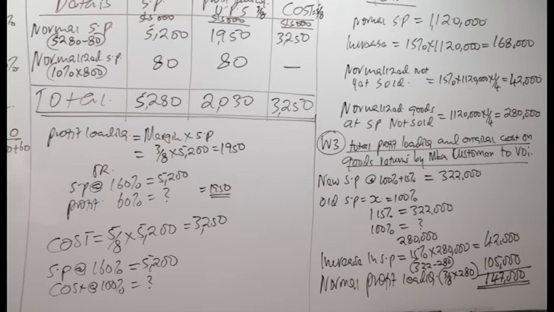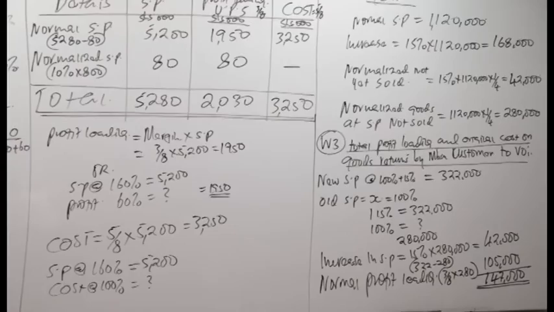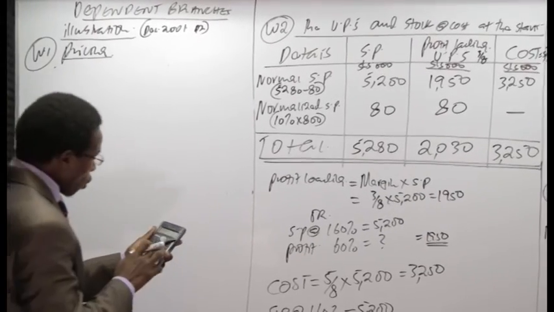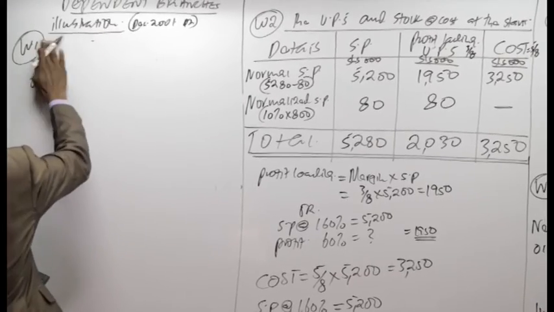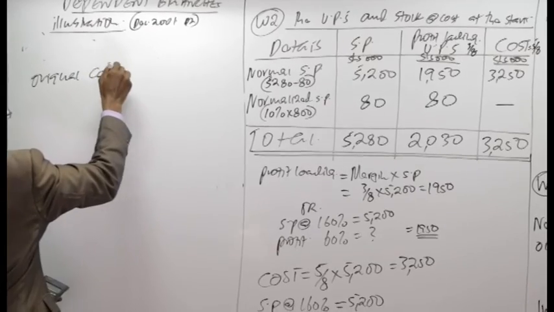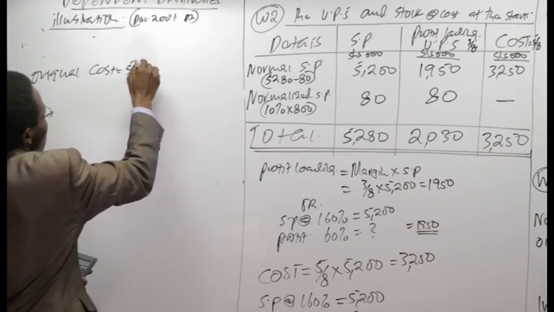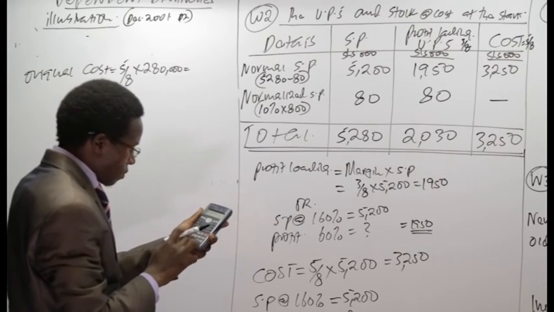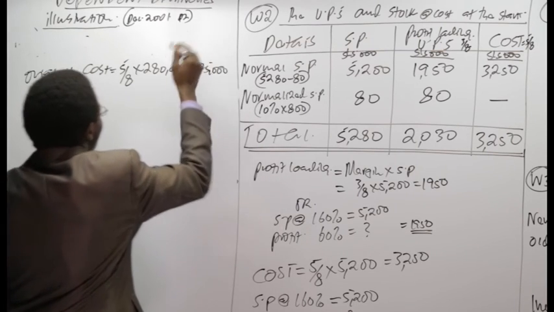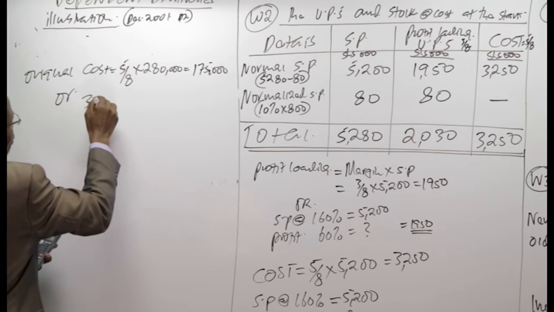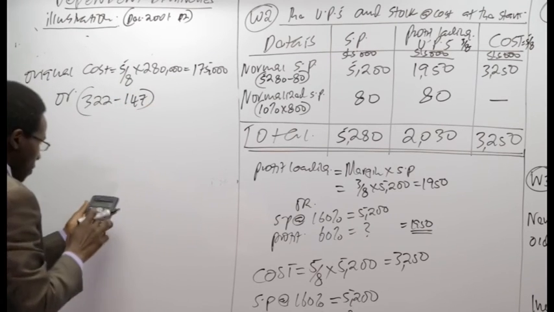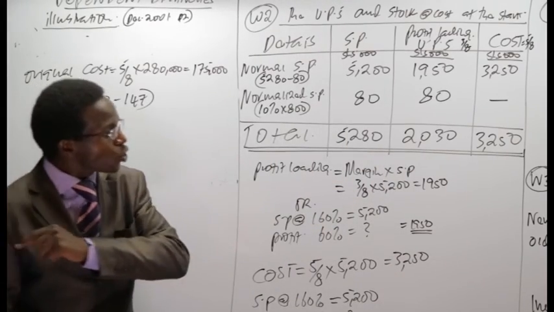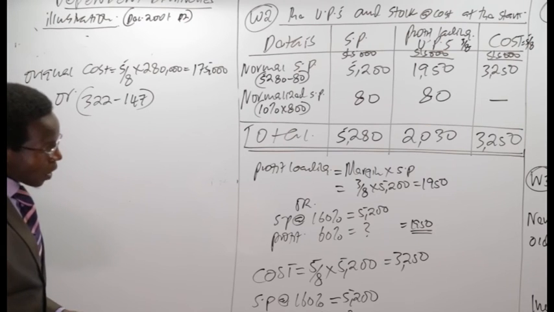Now what is our original cost? Our original cost, friends, will be either we take 5/8 by the 280,000, that's 175,000. Alternatively, I just simply take 322 minus the 147 to give you the same. That's it. So you can take the new selling price, subtract the total profit loading, and you get the original costs.